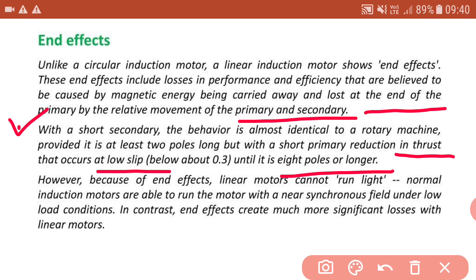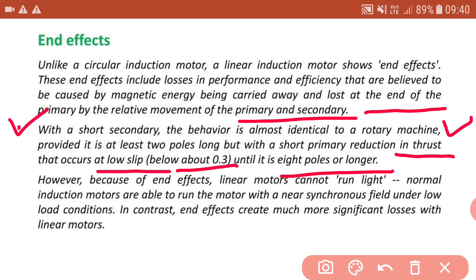So whenever the secondary is short, what will happen? The behavior is almost identical to a rotary machine, provided it is at least 2 poles long, but with a short primary there is a reduction in thrust. Thrust is one type of force, and that occurs at low slip. It means below 0.3 will be considered low slip, until it is 8 poles or longer. So we have to use at least 2 poles. It means minimum 2 poles and maximum 8 poles or longer we can use.